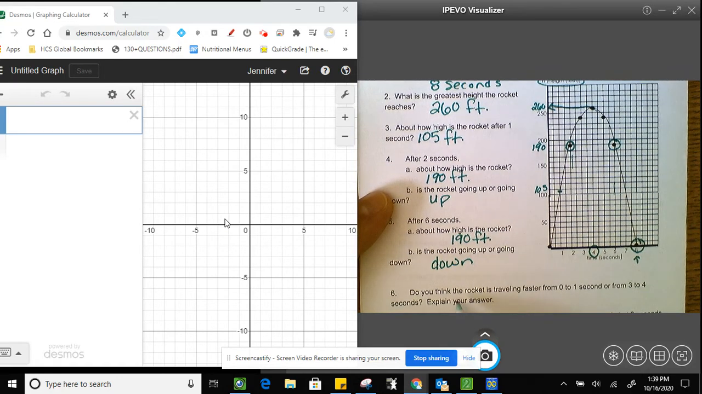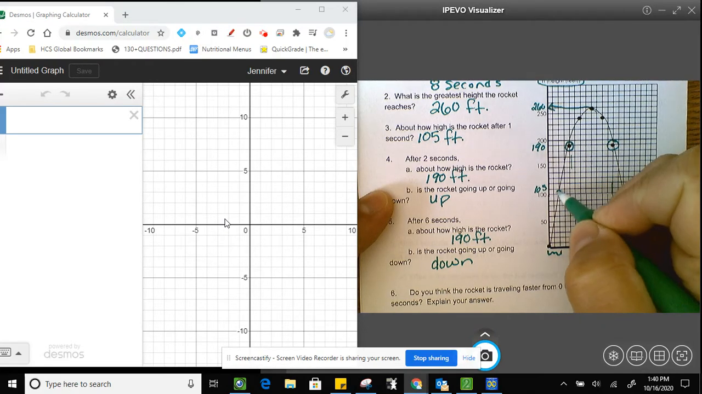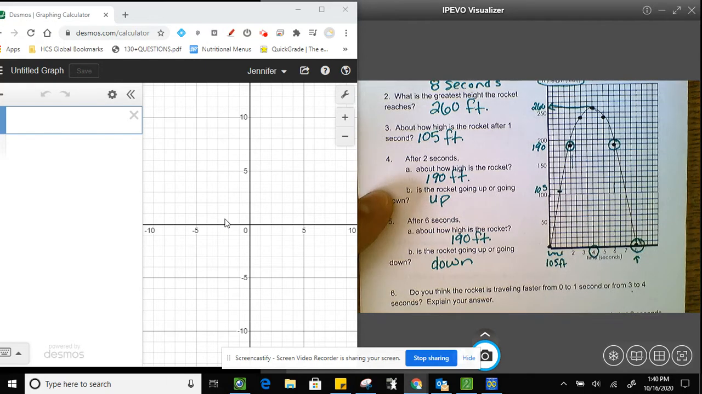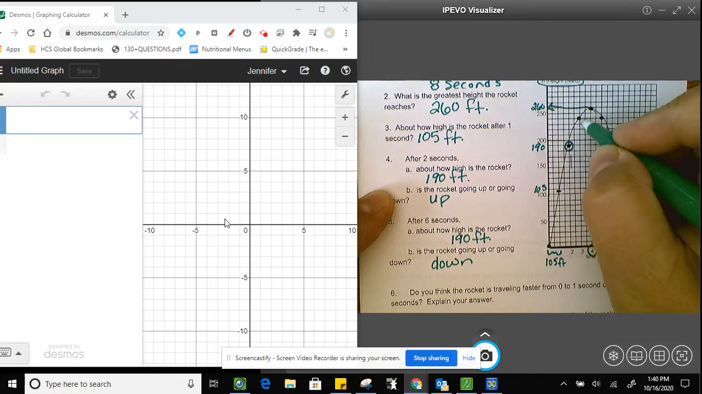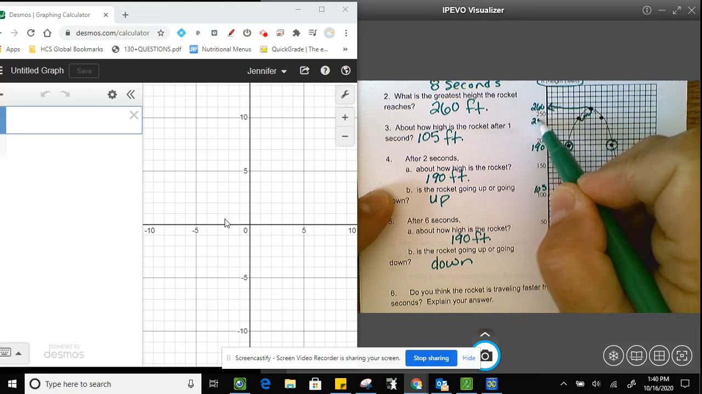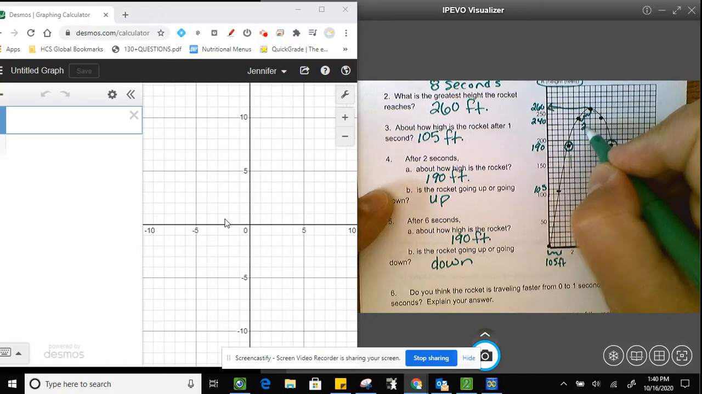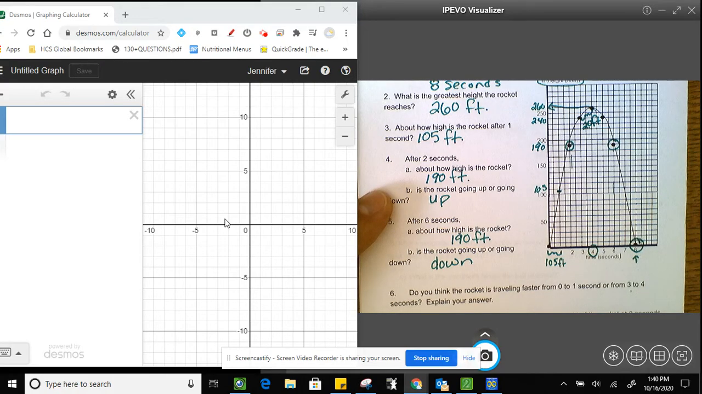Number 6 asks, do you think the rocket is traveling faster from 0 to 1 second or 3 to 4 seconds? So if we look from 0 to 1, what is the difference? Starts at the ground. So that is 105 feet that it traveled, right? From 3 to 4, here's 3 to 4. If that's 240 feet, 240 to 260, that's going to be 20 feet. So it traveled 20 feet in 1 second here and 105 feet in 1 second there.